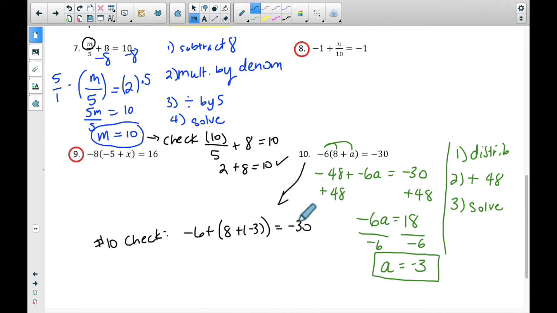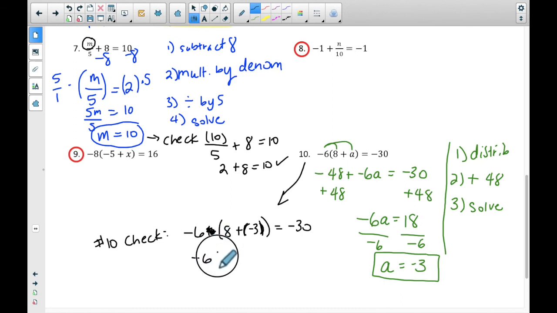Okay, I'm going to go ahead and check this one also. I'm just going to show you how to do it. You take that negative 3, you plug it into the a, and when I plugged it in, I put parentheses around it. I feel like that just really helps me to make sure that all my signs are accurate, okay? So I have a negative 6 out here. I put a plus. That's a mistake. There's no plus there. I'm going to get rid of that.